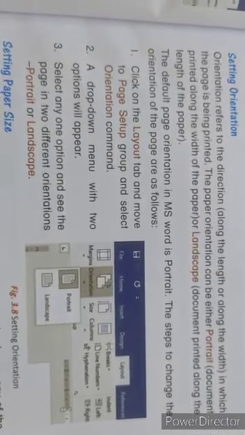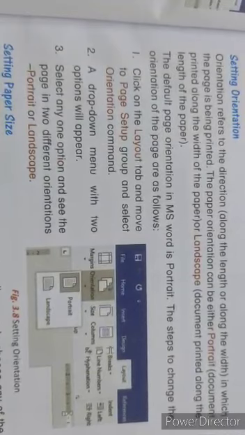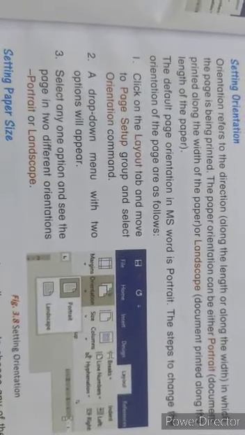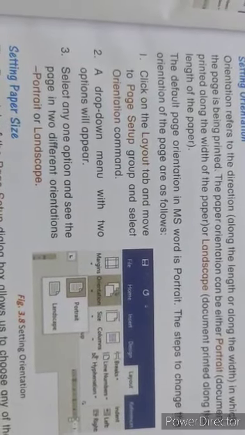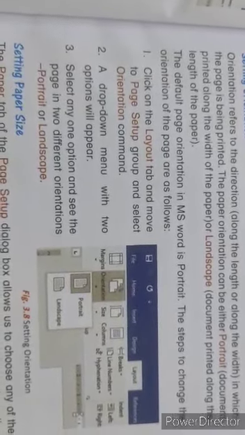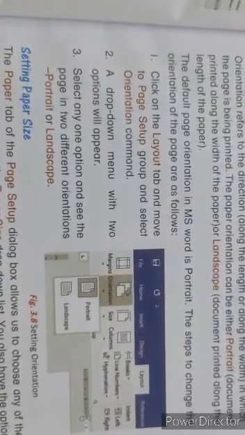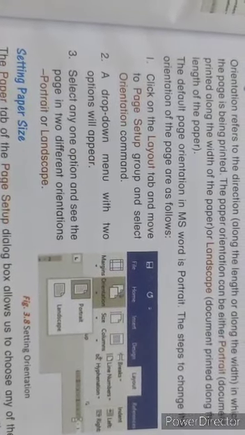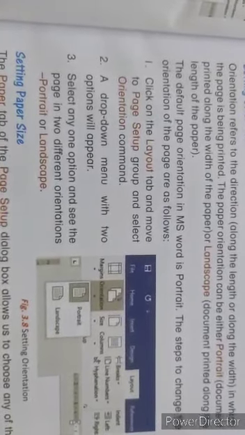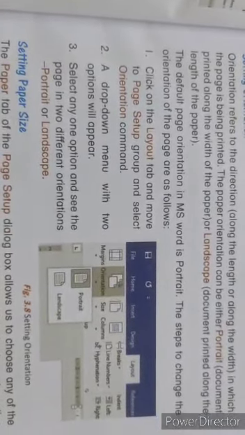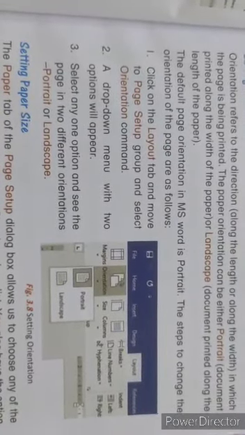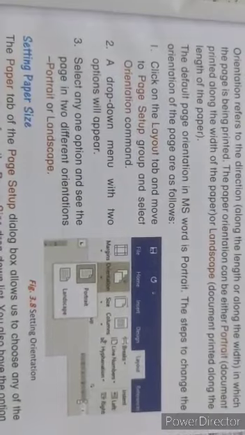If a question arises, paper orientation can be done in how many types? You can say 2 types, that is portrait and landscape. The default page orientation in MS Word is portrait. If you don't like portrait, then you can change to landscape, but the default is given as portrait in MS Word.